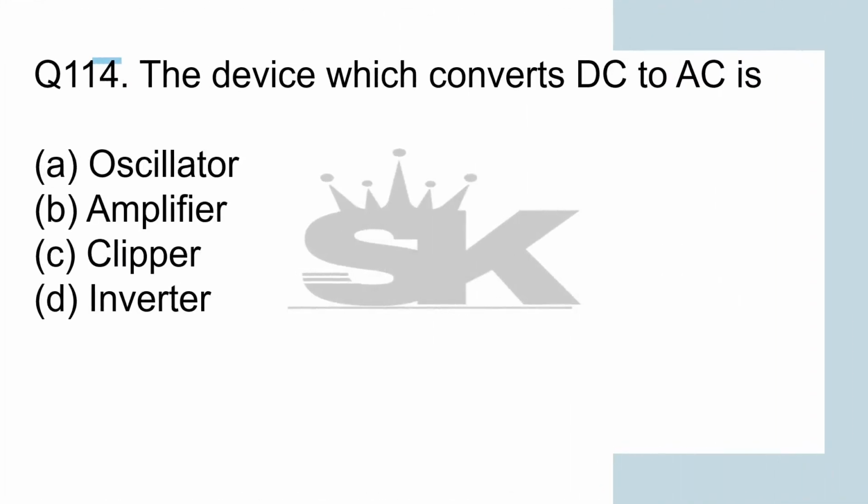The device which converts DC to AC is the inverter. It's option D. A power inverter is an electronic device or circuitry that changes direct current to alternating current. The input voltage, output voltage, frequency and overall power handling depend on the design of the specific device or circuitry. The inverter does not produce any power. The power is provided by the DC source.